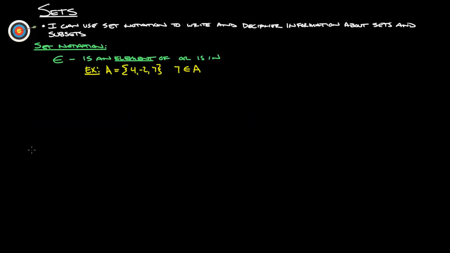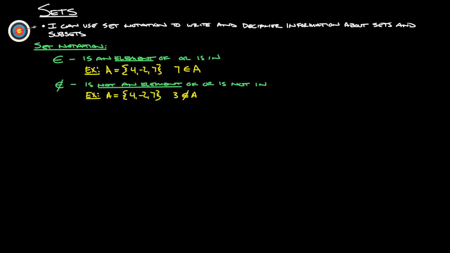All right. Set notation. This funny looking E stands for is an element of or is in. So for example, if set A is 4, -2, and 7, 7 is an element of set A, is how that would be read.